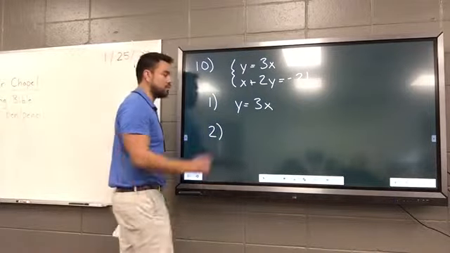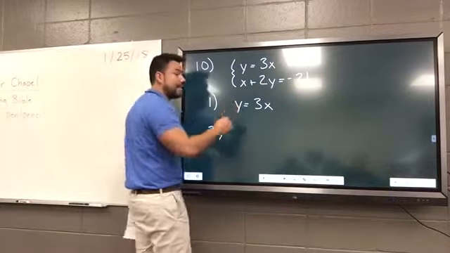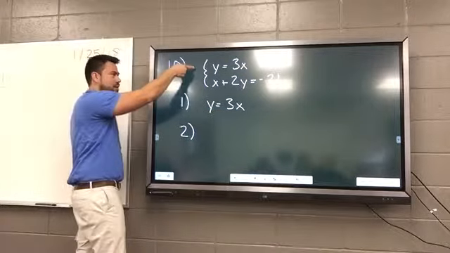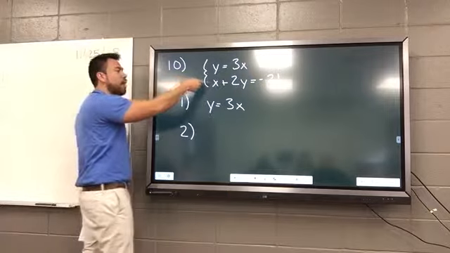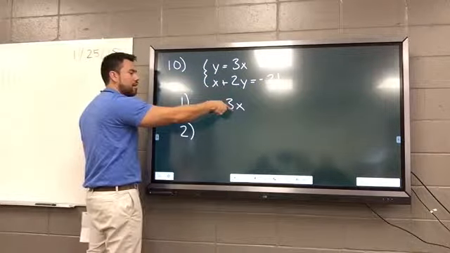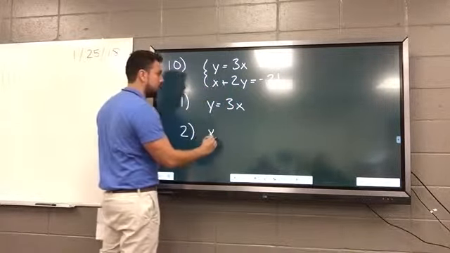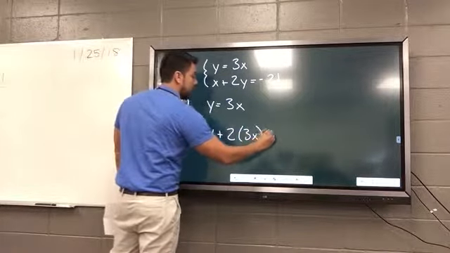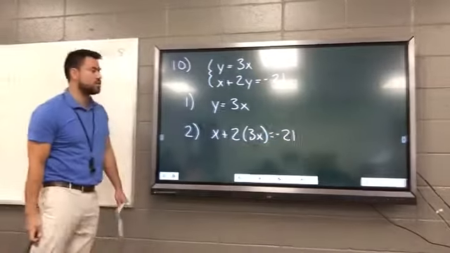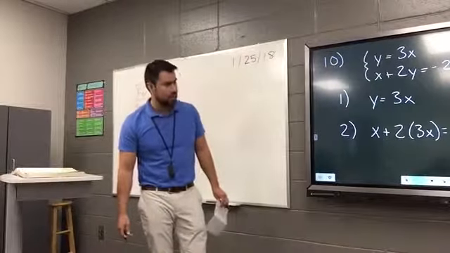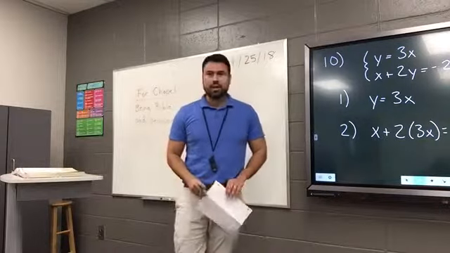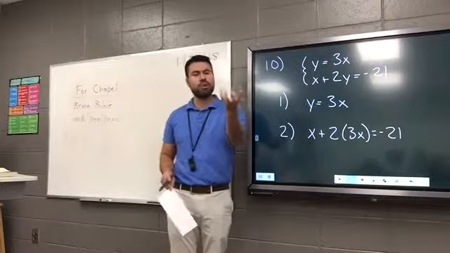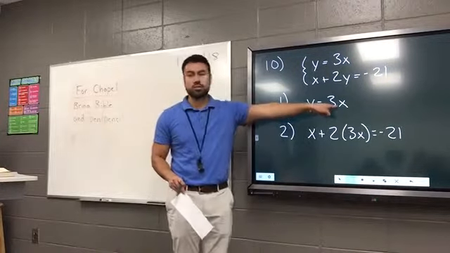I'm going to substitute y in the other equation, which is which one here? What's the other equation? Second one. And instead of y, what should I put? 3x. So instead of x plus 2y, I'm going to put x plus 2 times 3x equals negative 21. So do I know what y equals? Yes and no. I don't know the full number, but I do know that y equals 3x.